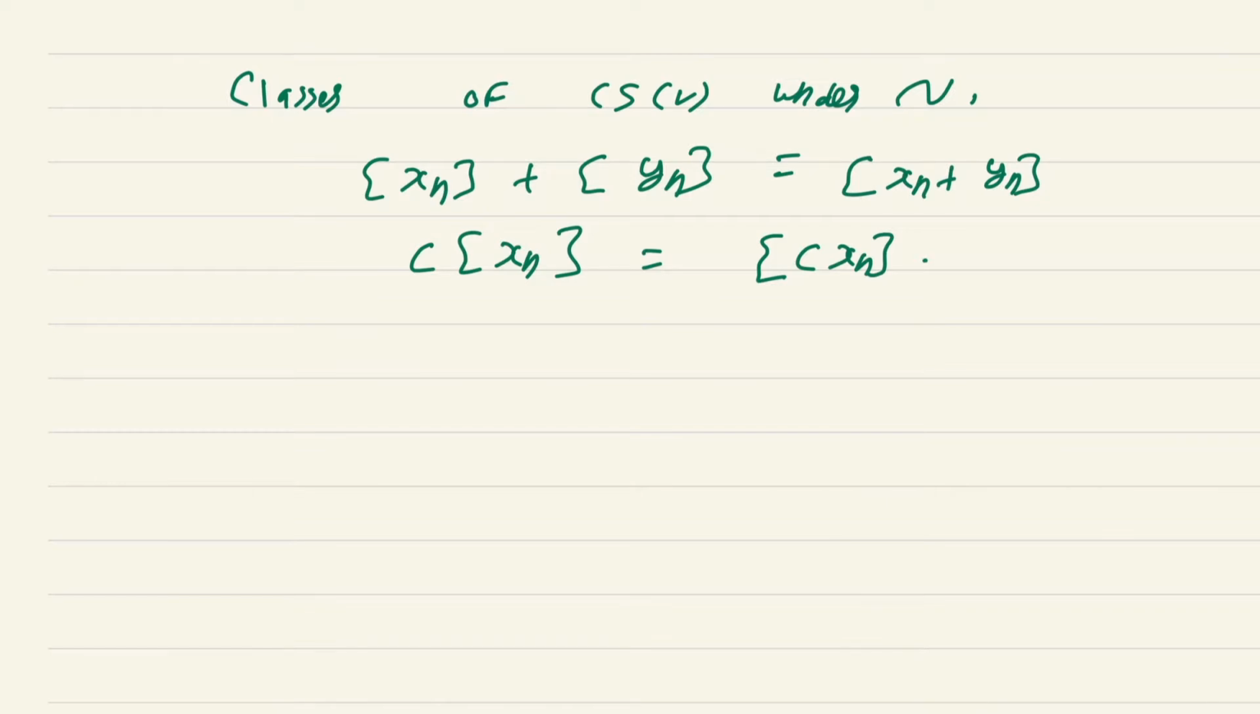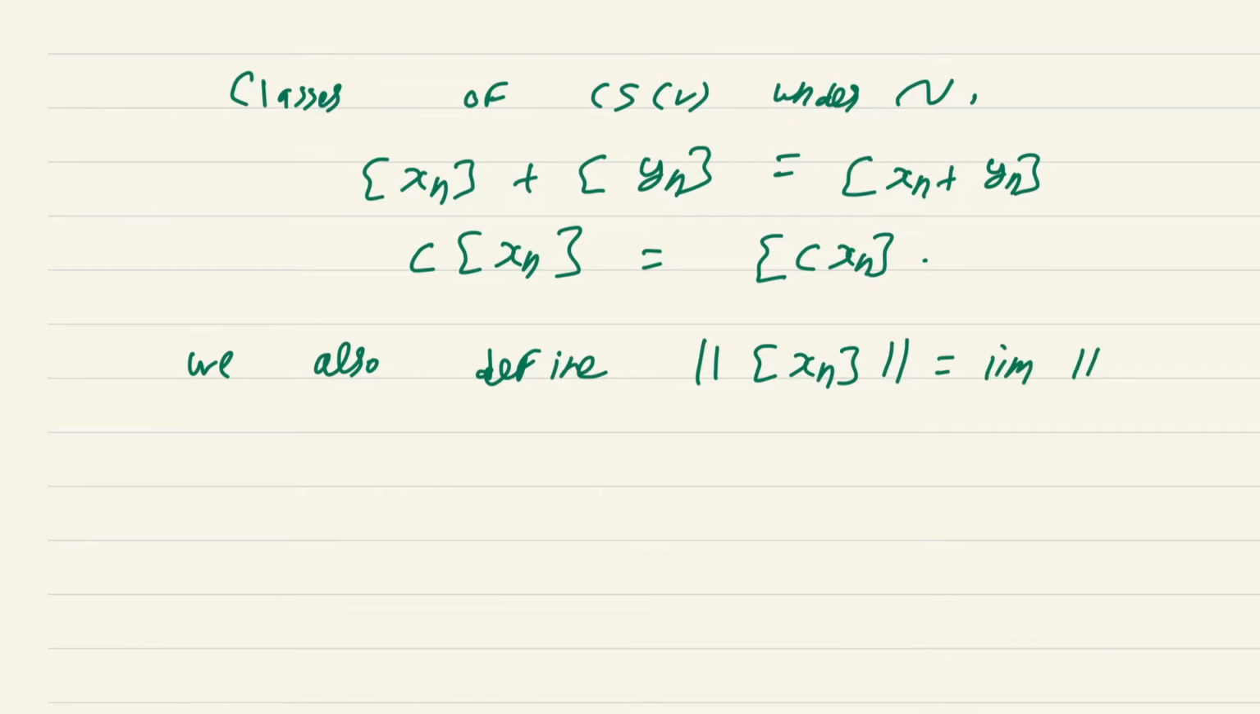We also define the norm of [xn], the equivalence class of xn, to be the limit of norm xn as n goes to infinity. Now there are a number of trivial checks that need to be done to ensure that we have not done anything illegal in this definition. The fact that it's an equivalence class is trivial. I'm going to leave it to you.